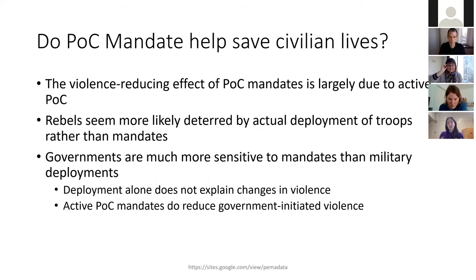So very briefly to summarize, it seems that based on this reexamination, the violence reducing effect of protection of civilian mandates is largely due to the active protection of civilian tasks presented in the mandate, and rebels seem more responsive to military deployments than to the content of the mandate. Well, the opposite seems to be true for government. And we do have also these interesting findings where you disaggregate passive and active protection of civilians.